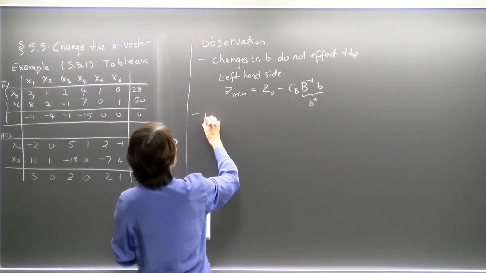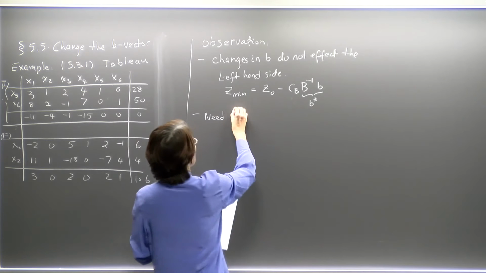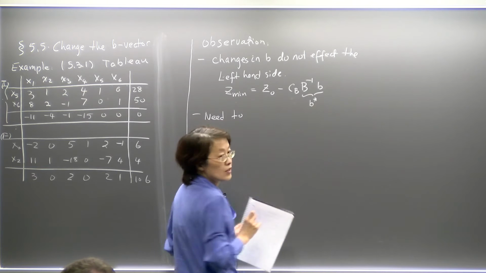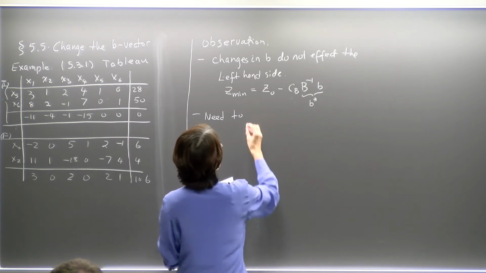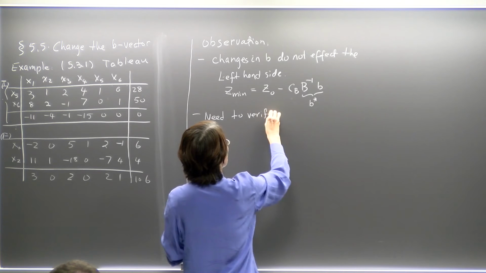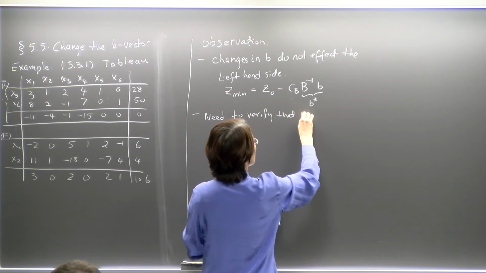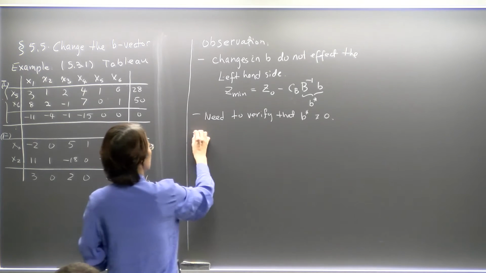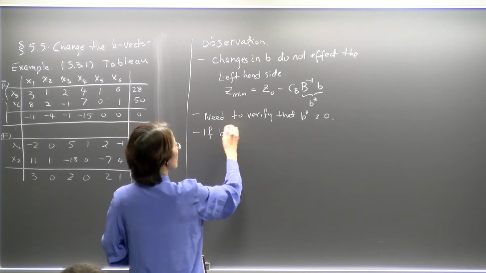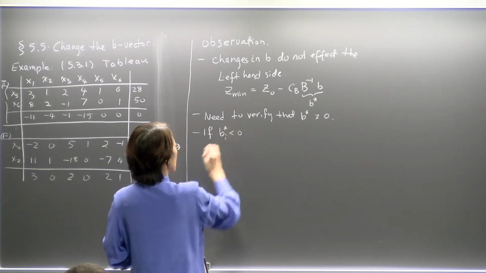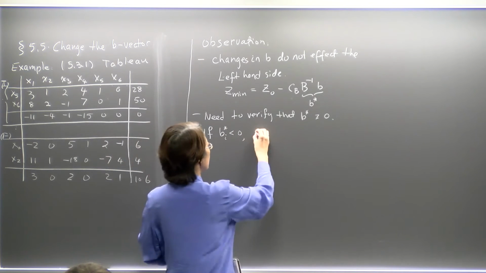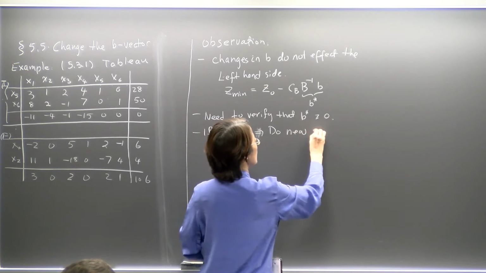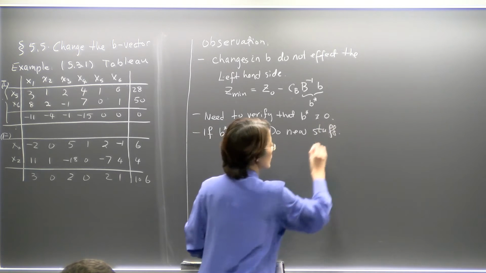So I need to be careful with that. I need to make sure that the change I make in B will not make the B star negative. Otherwise, I have to do something else. I need to verify that B star is all bigger than 0. And if that fails, if you made too big a change or some bad change, so let's say some element becomes negative, then I need to do some new stuff, which we'll talk about today also.